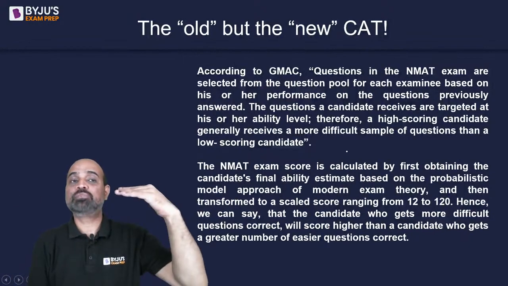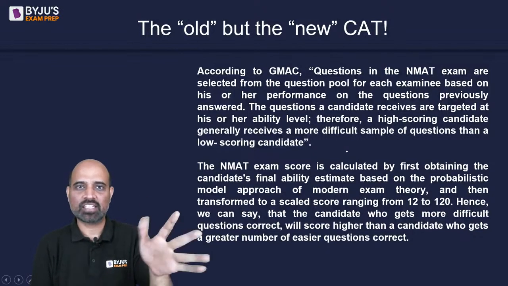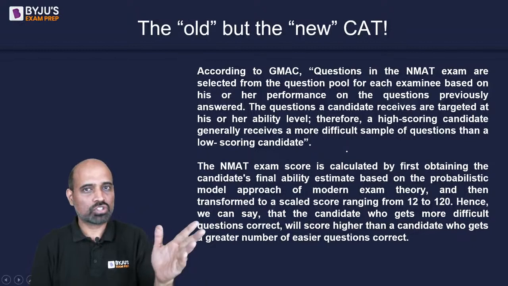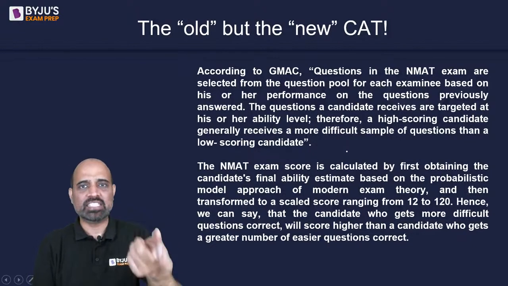And every time you make a mistake, the engine understands that this person is not able to do this, so let's give an easier question next. So this system will give you an easier question.